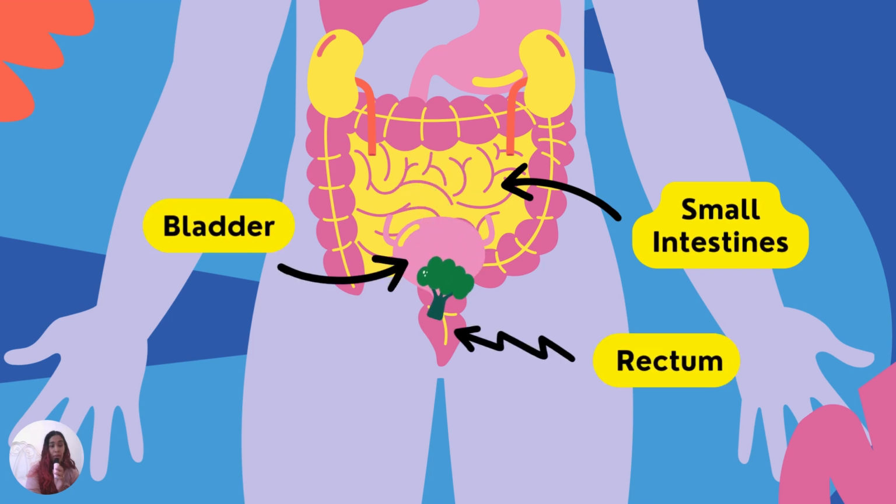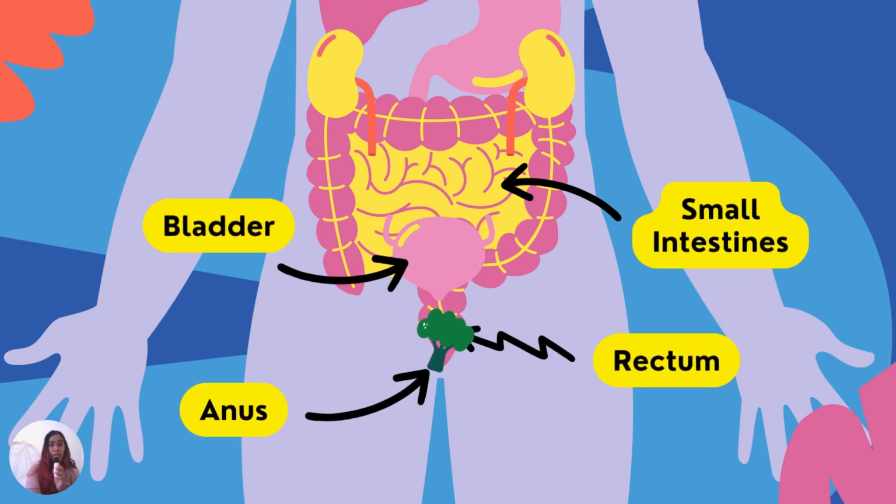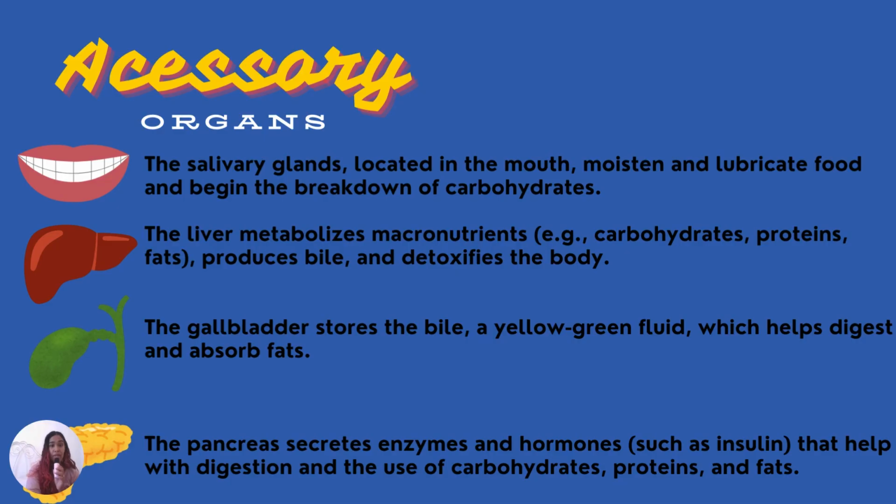Same thing here. You're going to want to know where everything is located. So then we see, we have our small intestines, the bladder, rectum, anus. These are our accessory organs. The salivary glands are in the mouth. They moisten and lubricate food and begin the breakdown of carbohydrates. The liver metabolizes micronutrients, carbs, proteins, fats. Again, make a little note for carbs, proteins, fats. That's what the liver helps metabolize, those macronutrients.